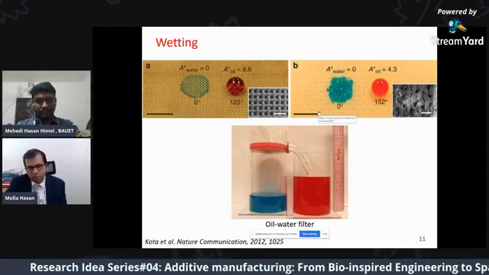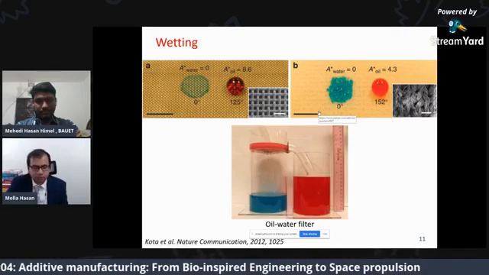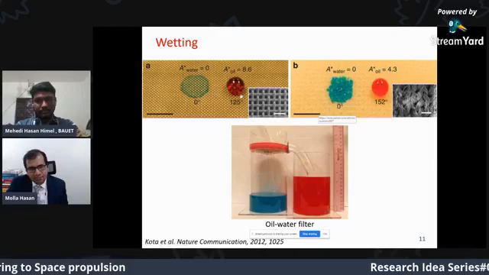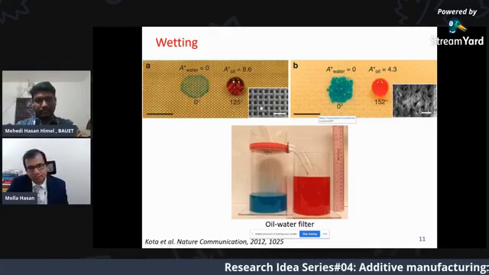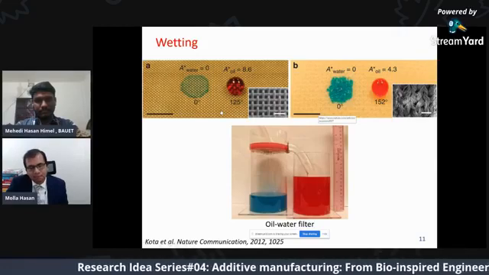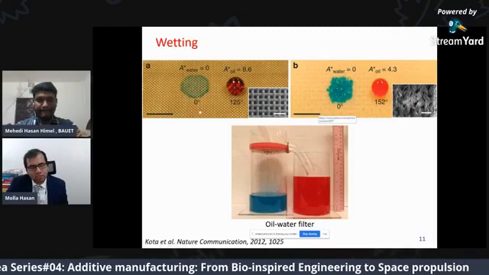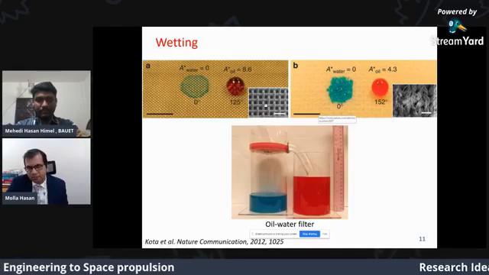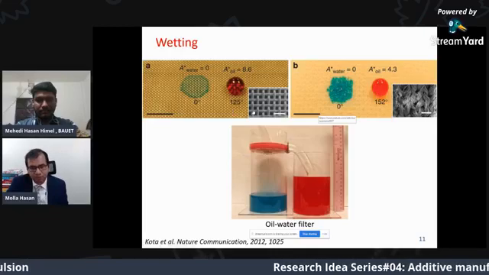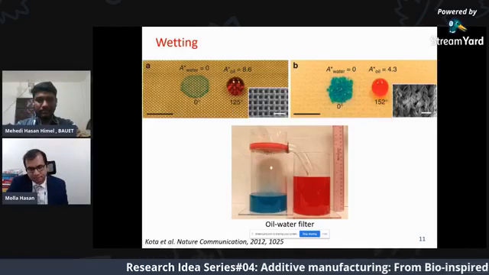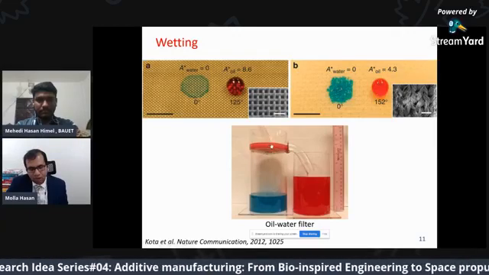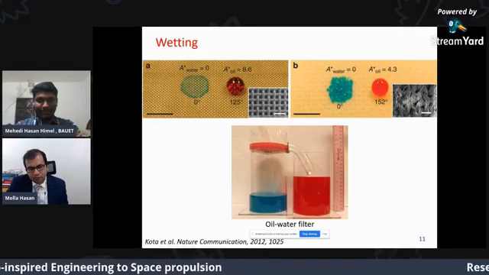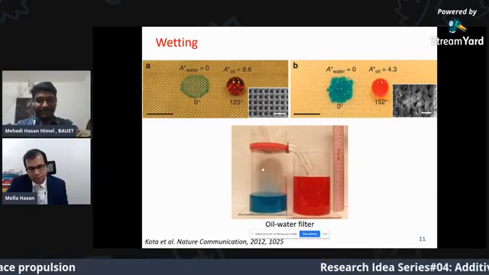Now, if you can combine these two things, complete wetting and complete de-wetting, we can expand the applications. For example, this is a filter made of a membrane. The membrane allows water to go in, but does not allow the oil to pass through. As a result, this membrane acts as a smart filter. As you see, this is your oil-water emulsion, and this filter puts the oil in this beaker and the water in the other beaker.